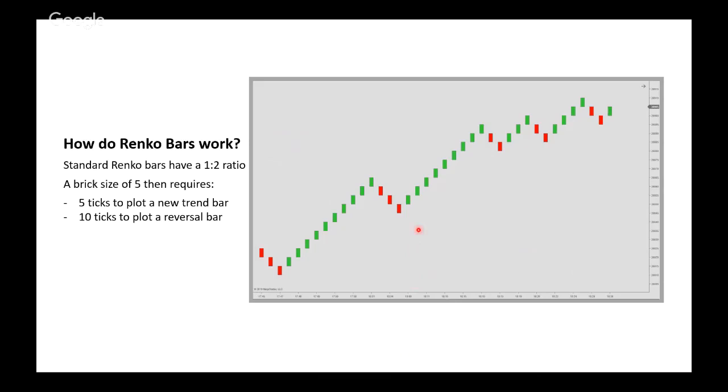So we see here, this is a reversal bar here, and then trending 5 ticks, 5 ticks, 5 ticks, 5 ticks, 5 ticks, 5 ticks, and then this one is 10 ticks here. And a typical Renko chart will therefore expand on trends, whereas congestion areas are eliminated.